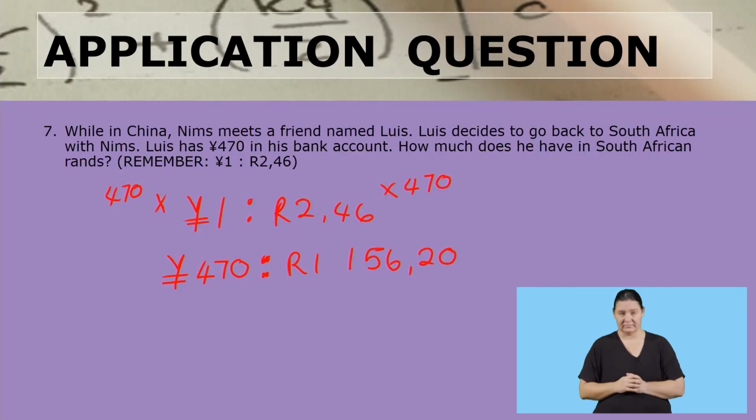This means that Louis is going to have 1,156 rands and 20 cents.